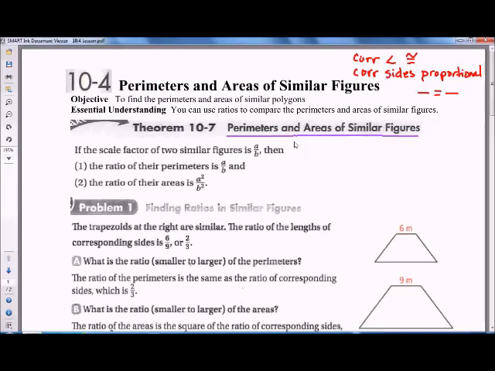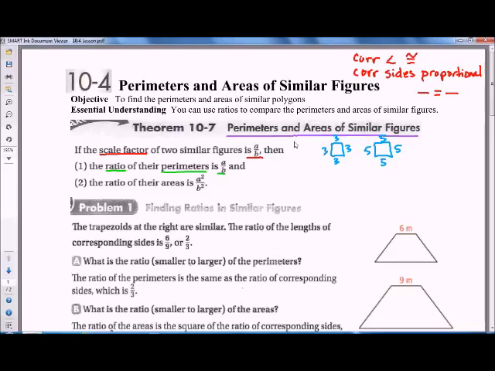Our theorem says that if the scale factor, remember that is the ratio of the lengths of the sides, of similar figures is A to B, then the ratio of the perimeters is also A to B. So let's draw a couple of similar figures here. We have two squares. One of them has side lengths of 3, and one of them has side lengths of 5.